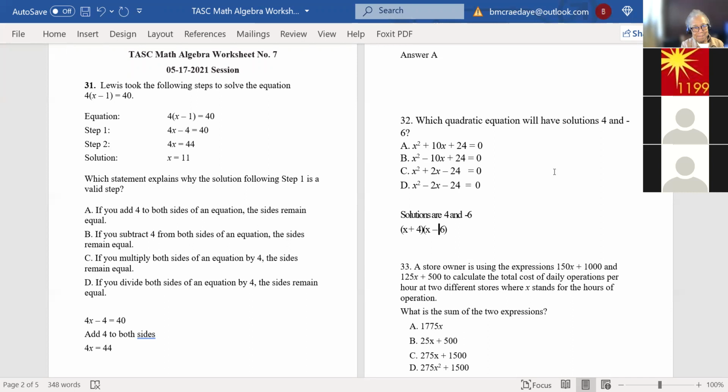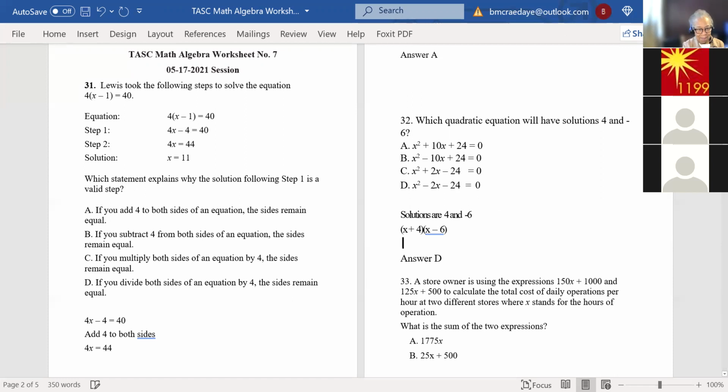Let me see. D. That's right. Why D, Maureen? Because of the x to the power 2 minus 2x minus 24. This one. Why is it D, Vanessa?